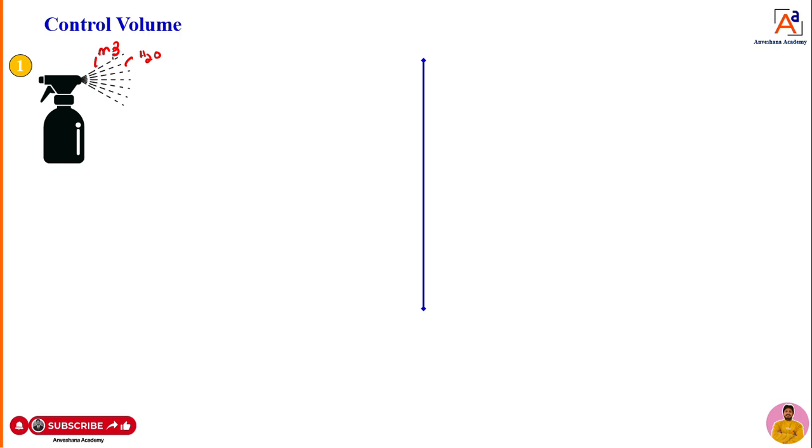To calculate that, there should be a volume. In front of this bottle there is a nozzle, and that nozzle has a volume. That volume we will call the control volume. With the help of that control volume, we can calculate how much mass they are spraying. This is one example, dear students. What is the exact definition of control volume? I will explain it in detail in the upcoming slides.